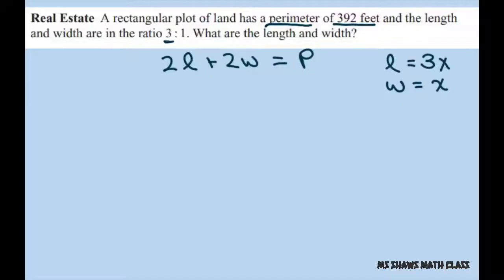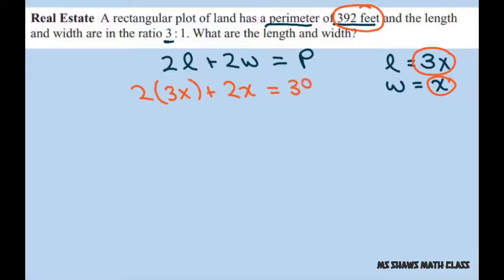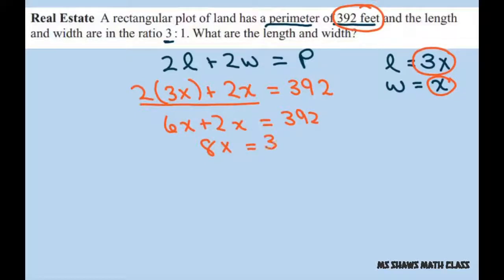So now what I'm going to do is substitute this in, and we'll solve for x and then find the length and width. So the length is 3x, the width is just x, and the perimeter is 392 feet. We'll leave the feet off for now. So this is going to be 6x plus 2x equals 392. So 8x equals 392.